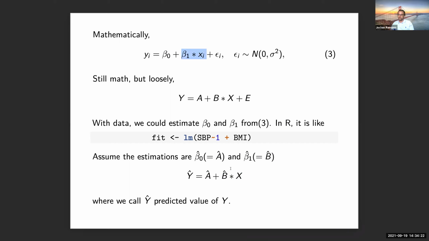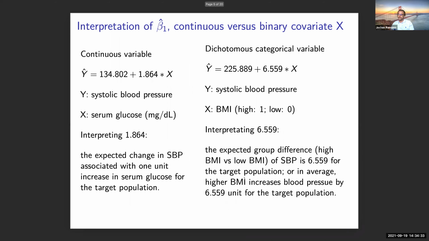And then we have beta 1 multiplied by x1, which, if this becomes 0, you have the coefficient, any random coefficient multiplied by 0 will become 0. So it falls off. And here's the example of that, right? So last time we discussed the continuous variable. So we're talking about y hat equals 134.802 plus 1.864 multiplied by x.